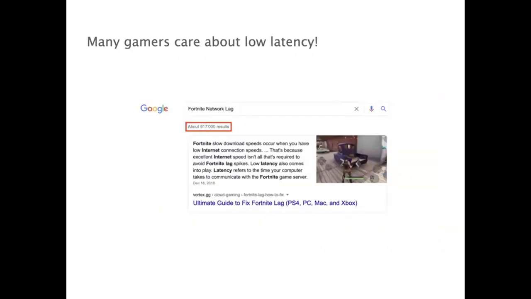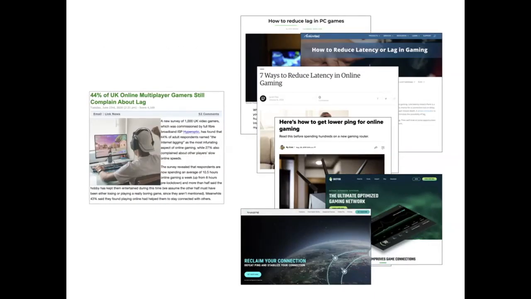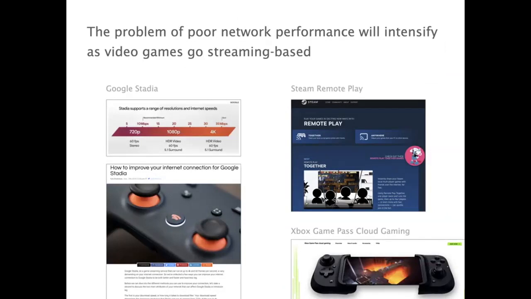towards the server. Actually, if you just type into Google Fortnite network lag, you will end up with almost 1 million web pages, effectively, explaining how to optimize your network for decreasing the delay in Fortnite. There are countless pages explaining this. And one interesting survey from 2020 showed that almost half of the people actually experience bad network connectivity when they play online games. That's for Fortnite, which is a live game. You play the game live and you render the game locally on your machine. There is a new trend now in gaming, which is about streaming-based games.